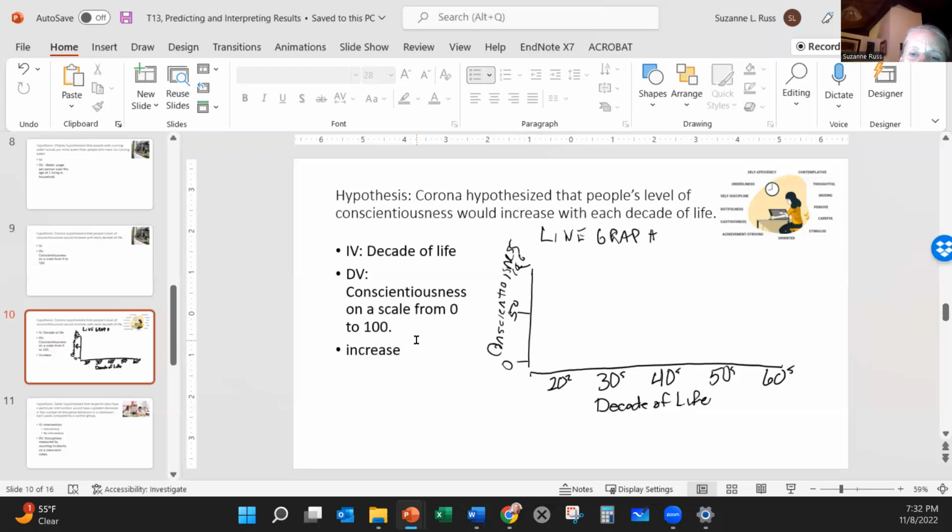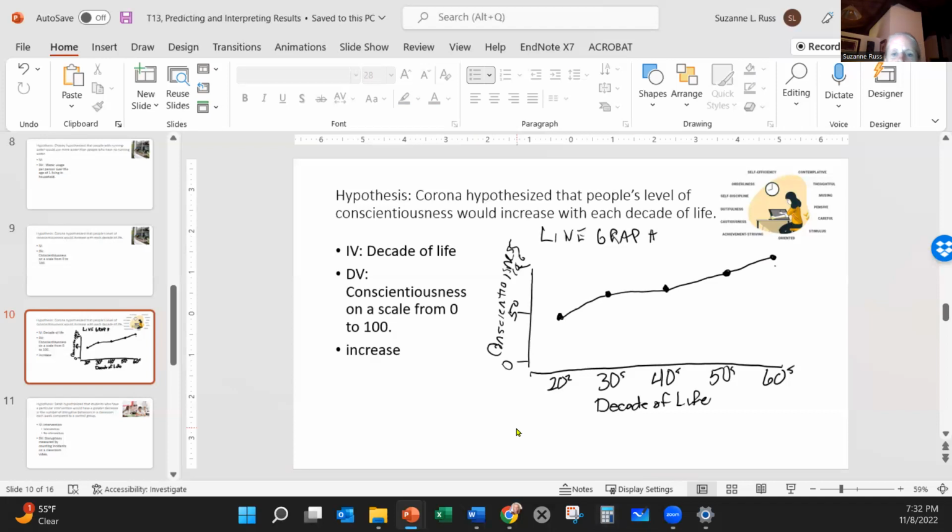So let's say people in their 20s are maybe a little bit below the midpoint. They haven't quite learned it that well. By the 30s, that probably increases a lot as they begin to have children and they have to be more responsible, maybe a bit more in their 40s, maybe in their 50s it gets a little bit higher, maybe in their 60s they're really on top of their game. So it's a line graph because we draw a line to connect these points. So that's what we predict.